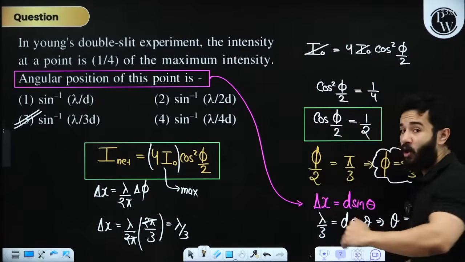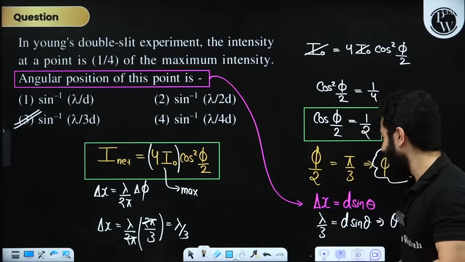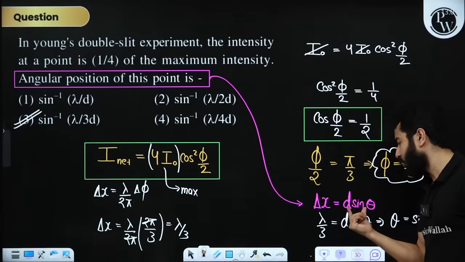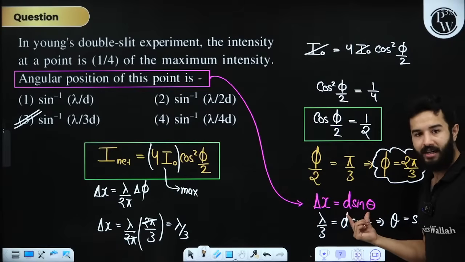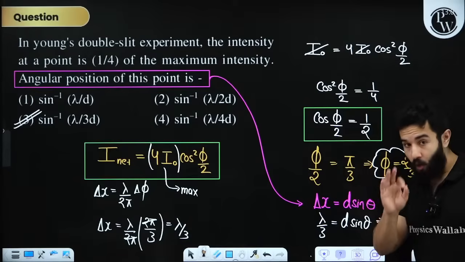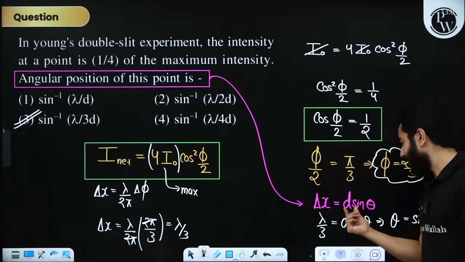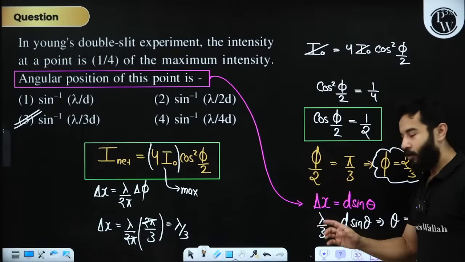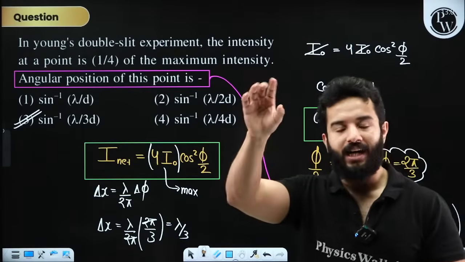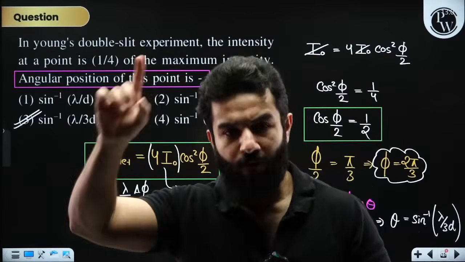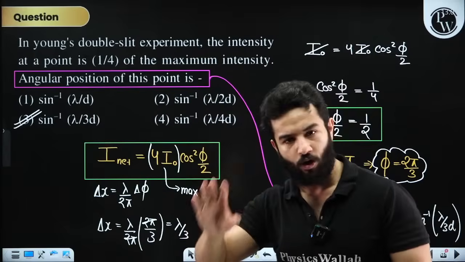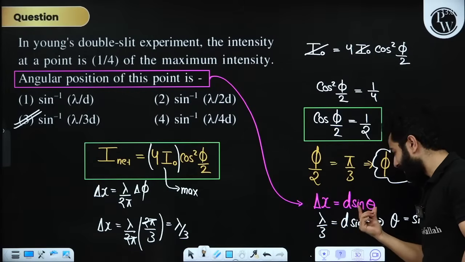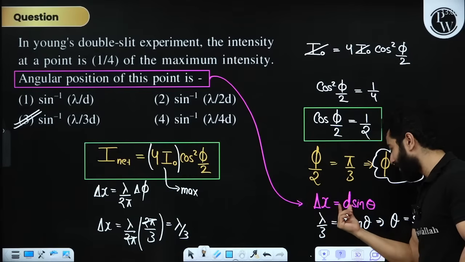Now they are talking about angular position. For finding out the angular position, please note you have to use this formula, that is path difference is equal to d sine theta. Do not make the mistake of writing it as dy by d, that is d tan theta, and we only use that when we have to use approximations. Right now we are not using approximation. So delta x will be d sine theta, so sine theta will be delta x divided by d.